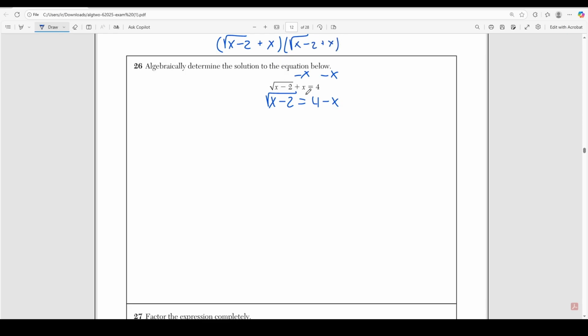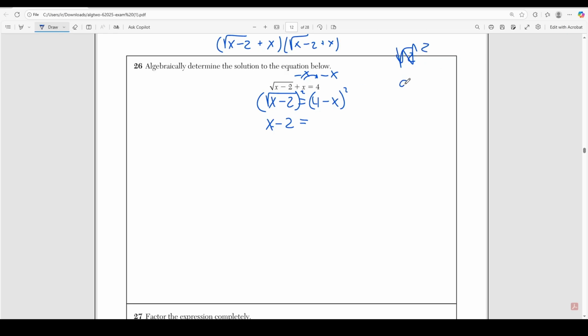It would just be a big mess. So if I got rid of that x by moving it over to this side, I can now easily square both of these sides, okay? So the square of x minus 2 is just going to be x minus 2. It's that simple. Why? Because when you square a square root, it cancels out, okay? So that cancels that side out, but this side I'm going to have to evaluate.